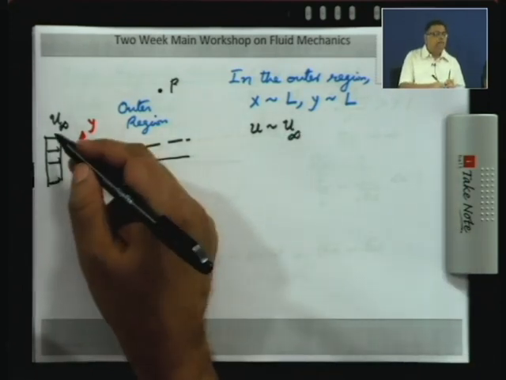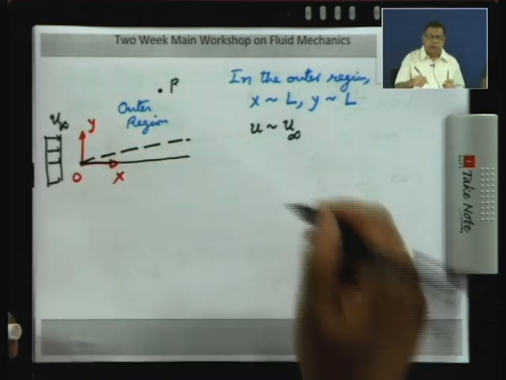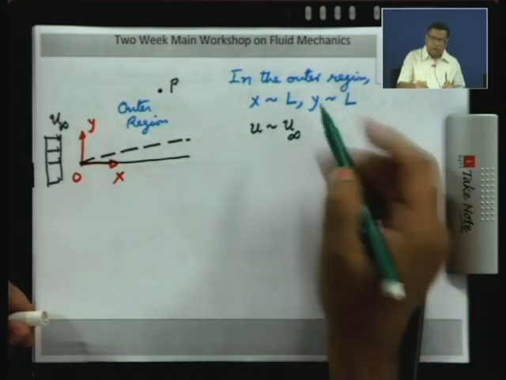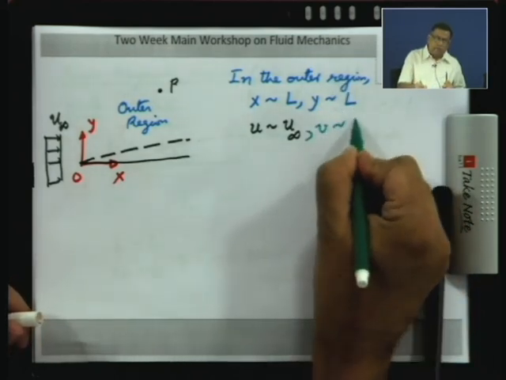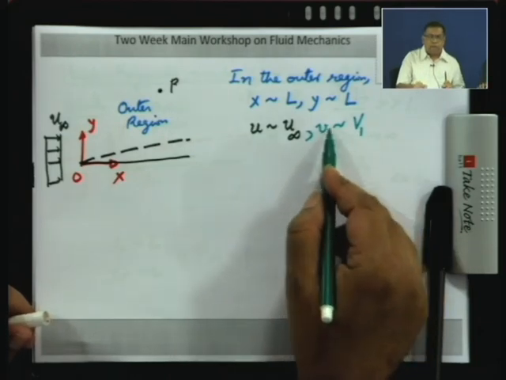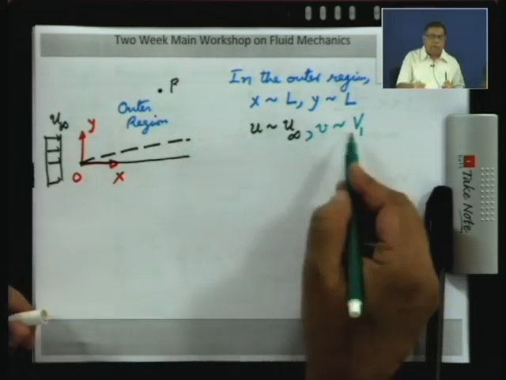Now, v is 0 upstream. So, from the upstream condition we cannot find what v is. So, let us say that v is order of some v 1. I have used v 0 for the velocity scale in the y direction inside the boundary layer. Now, I am using a different symbol.